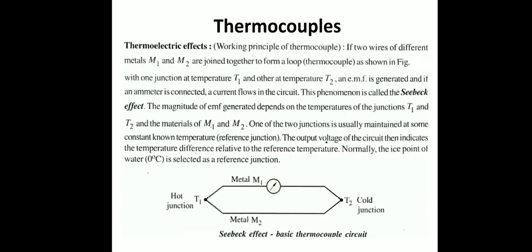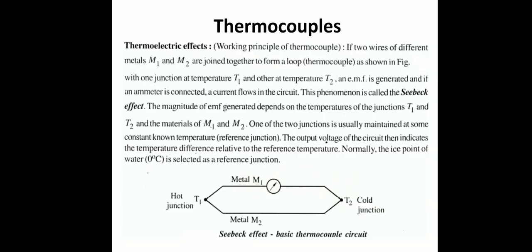The magnitude of EMF generated depends upon the temperature of the junctions T1 and T2. That is, if T1 is much higher than T2, there will be a great variation in voltage generated. If T1 and T2 are almost equal, then there will not be any potential difference between metal 1 and metal 2.